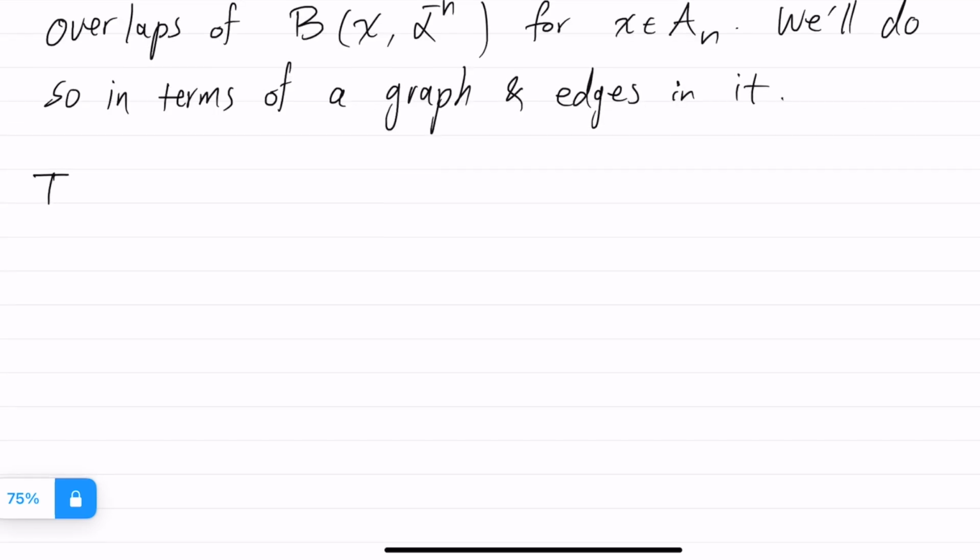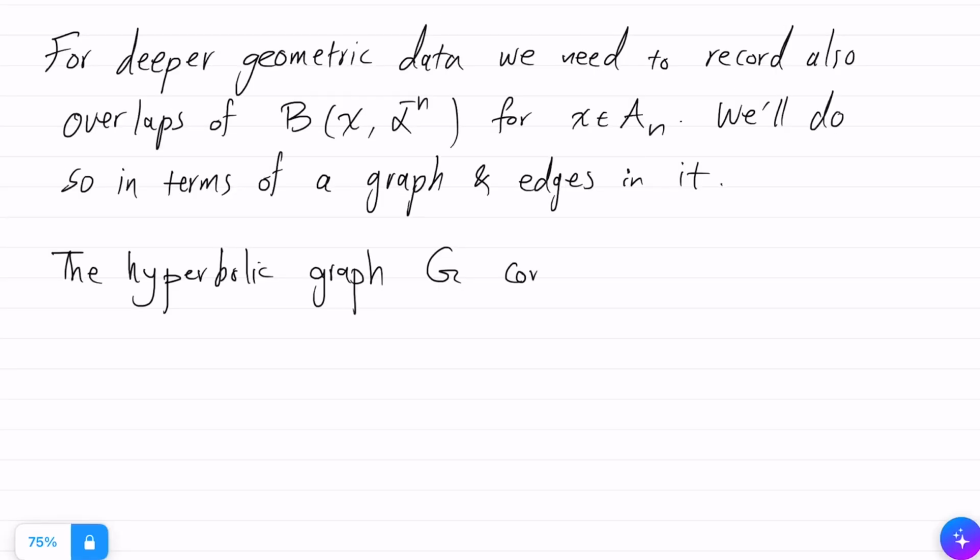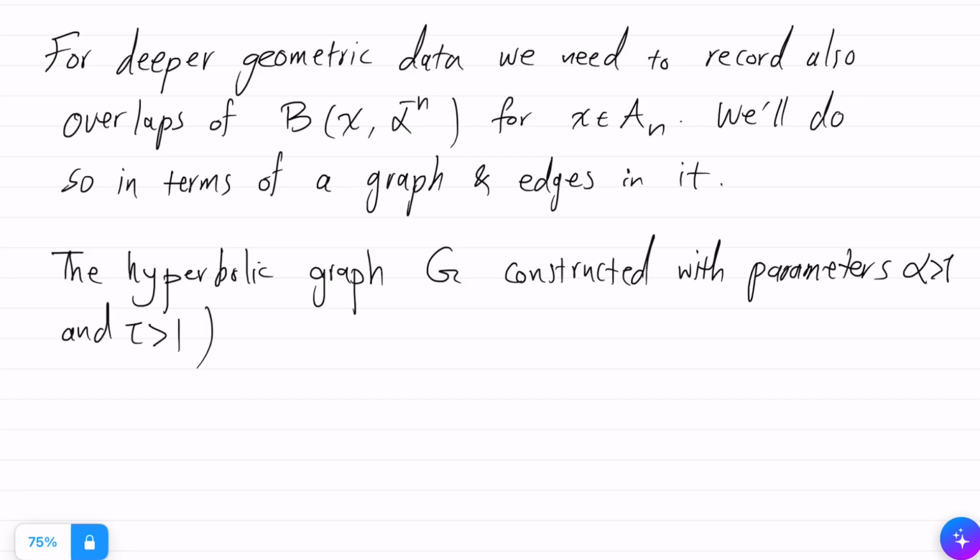The hyperbolic graph. The hyperbolic graph G constructed with parameters alpha and tau. So let me put this in parentheses because these were our standing assumptions, but I'm emphasizing that we have made some choices here.